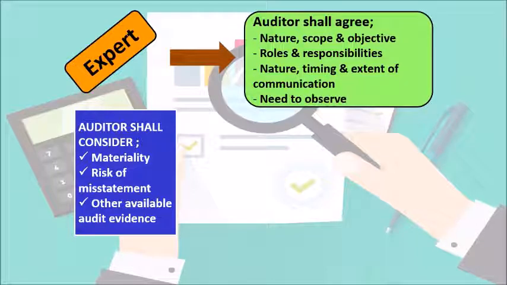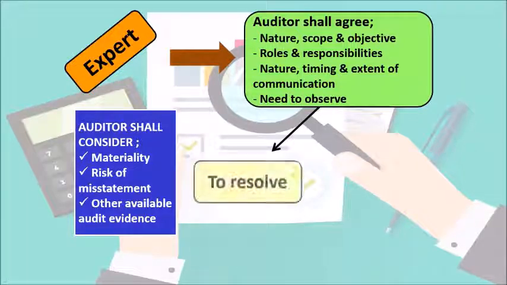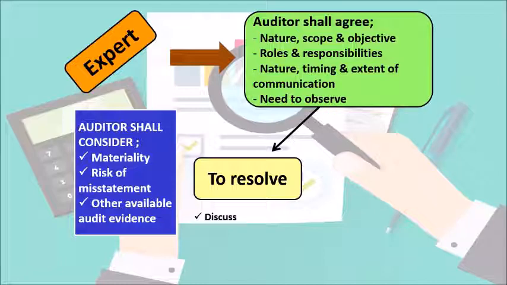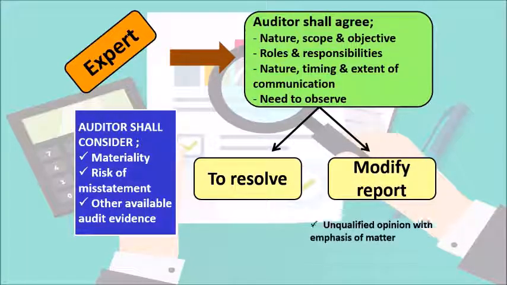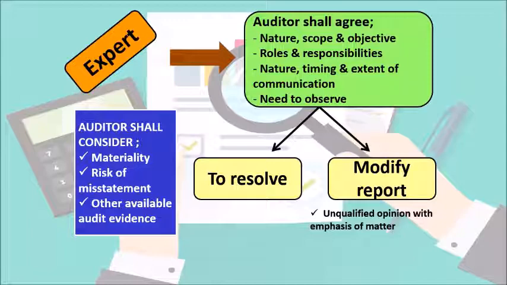If the expert does not provide sufficient audit evidence, auditors still have to resolve the matter through discussion with management and the expert and applying additional procedures. And if it is still unresolved, the auditor may modify the audit report using an unqualified opinion with emphasis of matter or issue a qualified report.